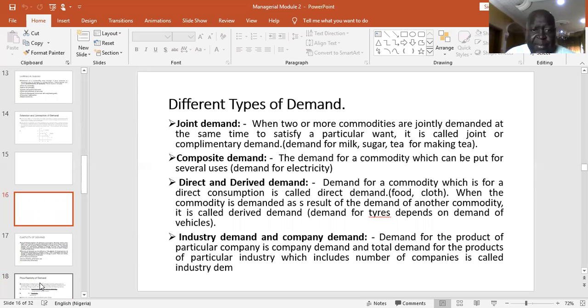That's what you call joint demand. When two or more commodities are jointly demanded at the same time to satisfy a particular want, it's called joint or complementary demand. An example is milk and sugar for making tea and things like that. The more people drink tea, the more they demand sugar. In fact, as people become addicted to tea, the demand for sugar will increase, the demand for coffee will increase, the demand for creamer will increase, because they are all associated commodities to taking tea.